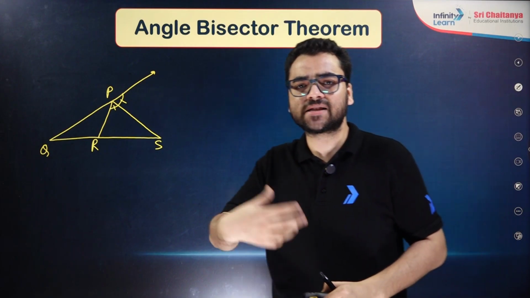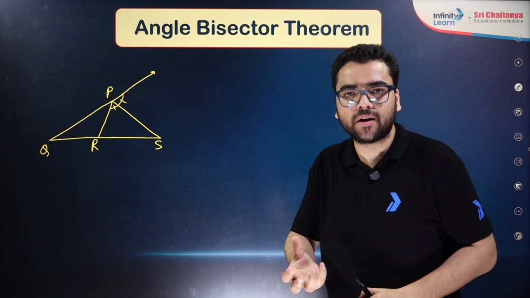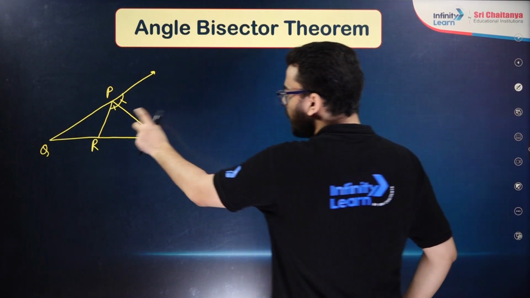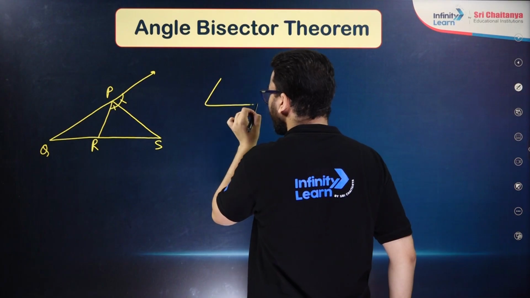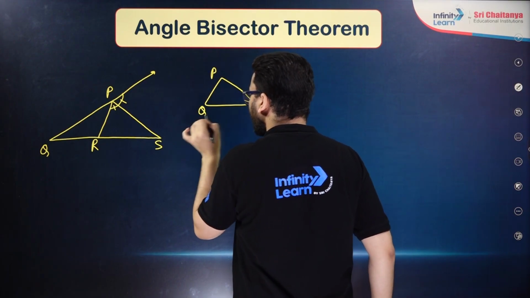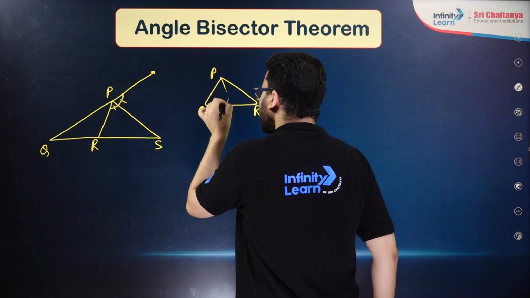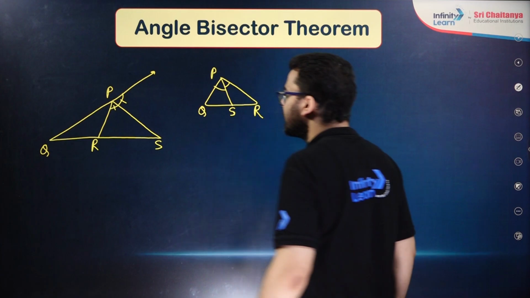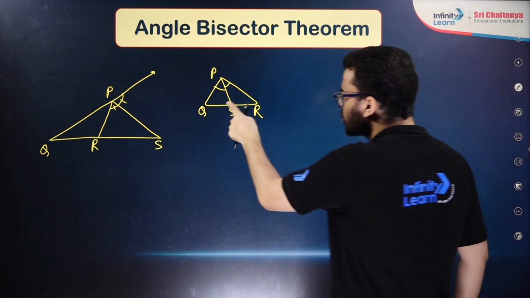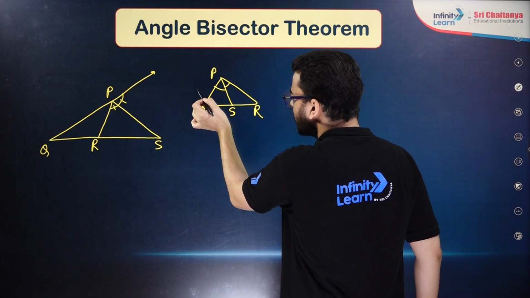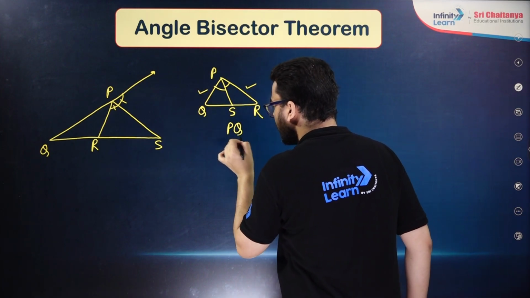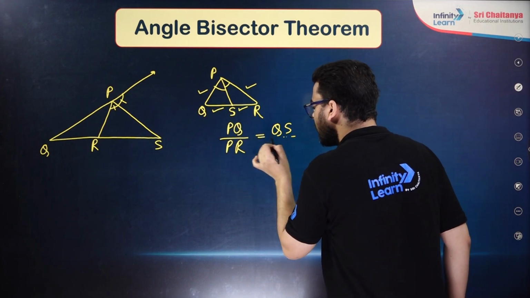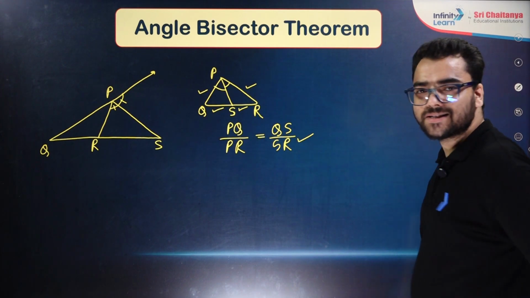So how will you write the external, what is the relation which you will write? So you see, I am telling you very patiently how to remember it. How will you remember what will be the relation? See, make the same triangle PQR. Take the external bisector inside the triangle. Okay? Take the external bisector inside the triangle like this. Now what will be the relation using the internal angle bisector theorem? That will be PQ upon PR is equal to QS upon SR. I hope that is clear.